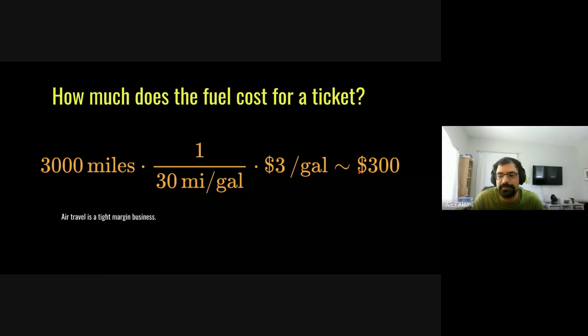That's about the cost of a ticket. That's why airlines are always going bankrupt.